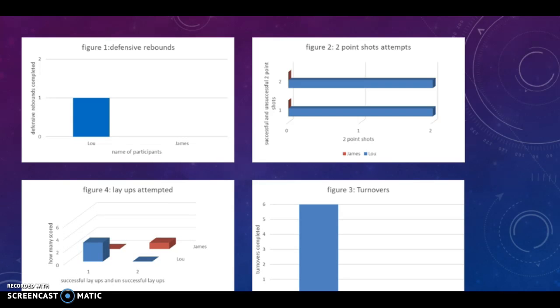Lastly, here are some graphs that I compared Lou to James in basketball. So the first one shows that Lou got 1 defensive rebound, whereas James did not. The second one is the 2-point shots attempted. So he got 2 successful and 2 unsuccessful. Layups attempted, again, this shows that Lou had 4 successful layups, whereas James had 2 unsuccessful. And lastly, on this slide, is the amount of turnovers completed.